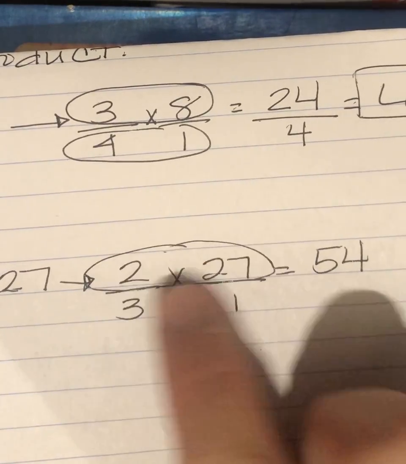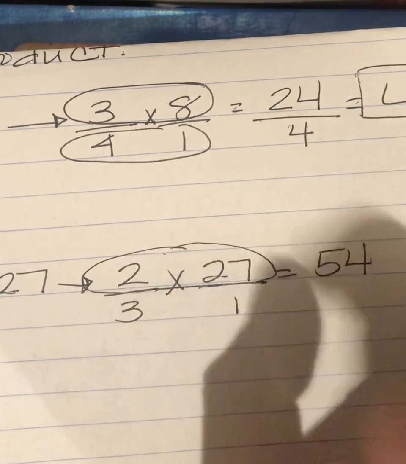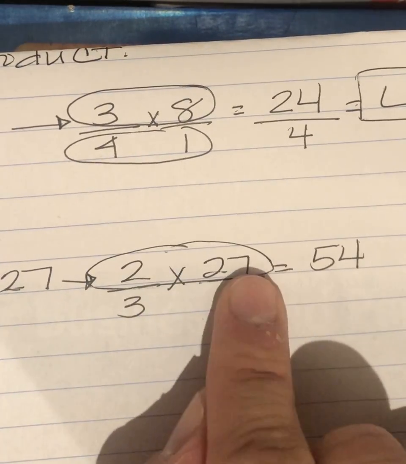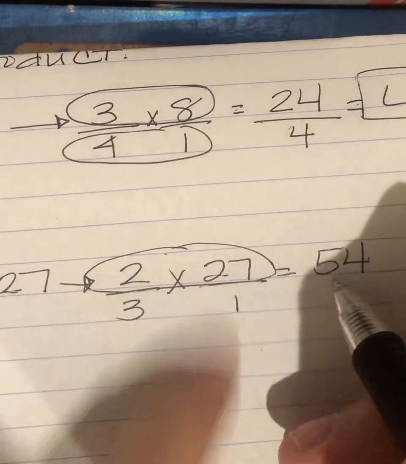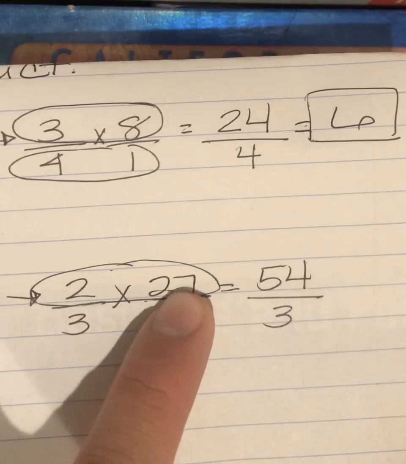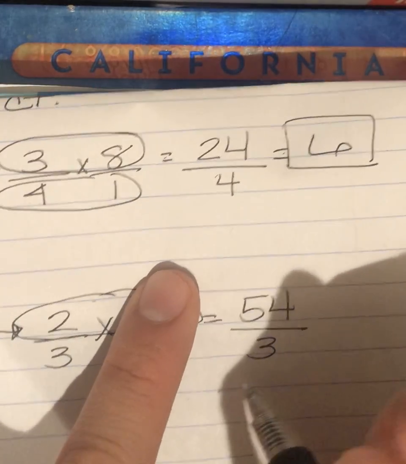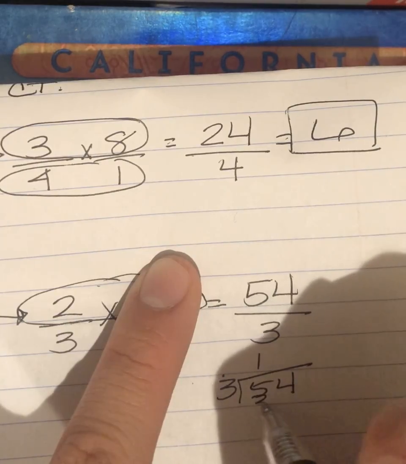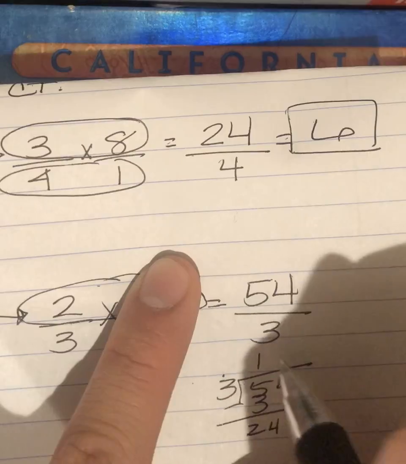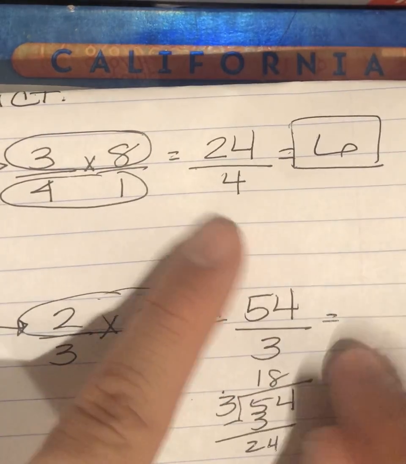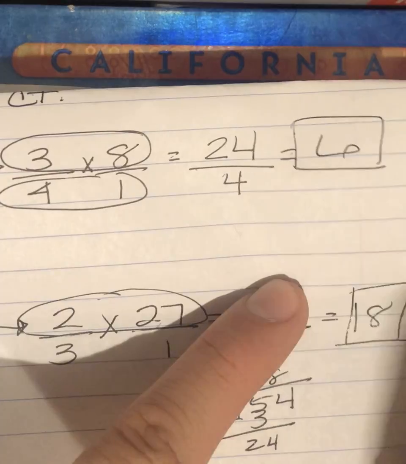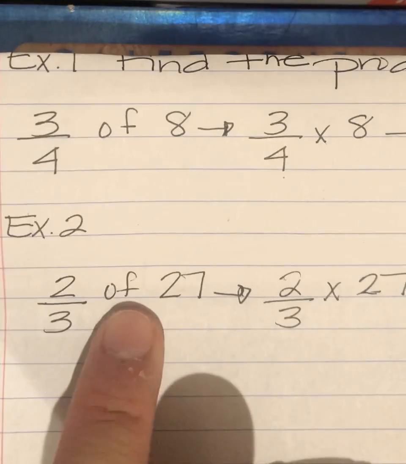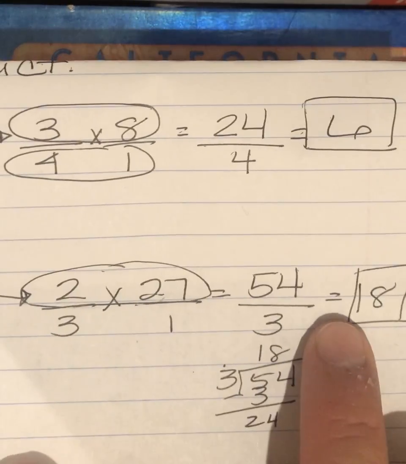Now, you don't have to circle it. The reason I'm circling it is so that you can remember that we can multiply straight across, horizontally. So 2 times 27 is 54, and 3 times 1 is 3. 54 divided by 3, I can't do that in my head, so I'm going to show the work. 3 can fit into 5 one time, 3 times 1 is 3, and then 24 gives 18. So 54 divided by 3 is 18. In other words, 2/3 of 27 is 18.